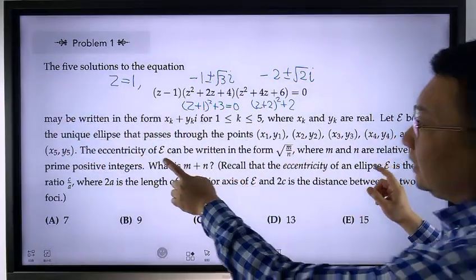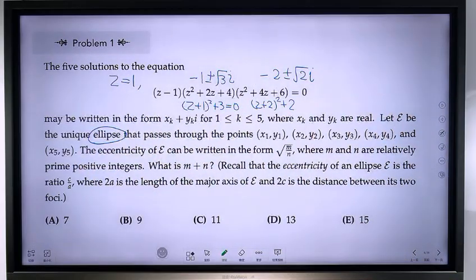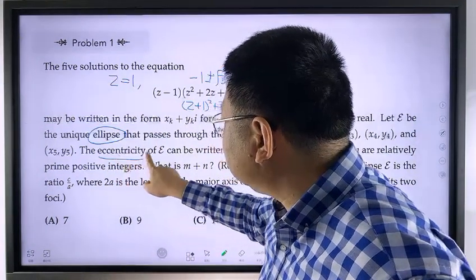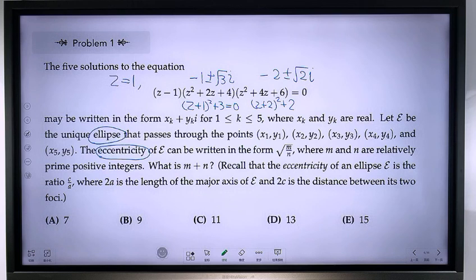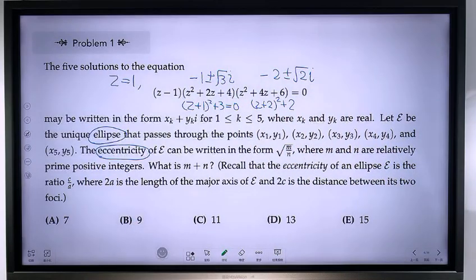As long as there's a key thing, there's an ellipse. So the ellipse passes through the 5 points. That's it. And then the next sentence talks about the eccentricity, which is some kind of definition. And the definition would be what? The definition would be C over A. And then what is C? C is, 2C is the distance between the two foci.